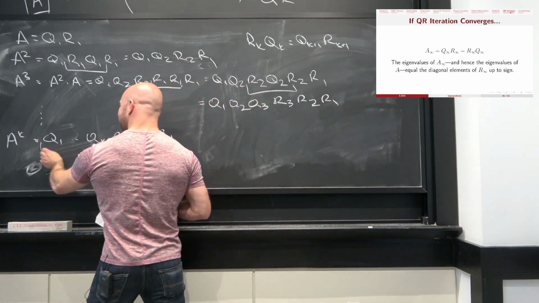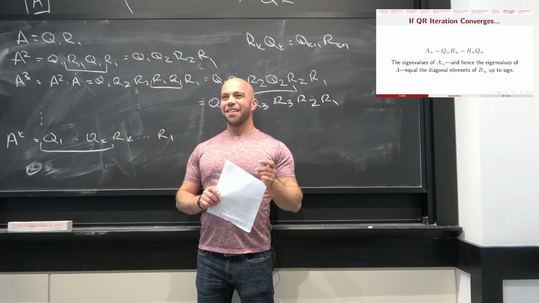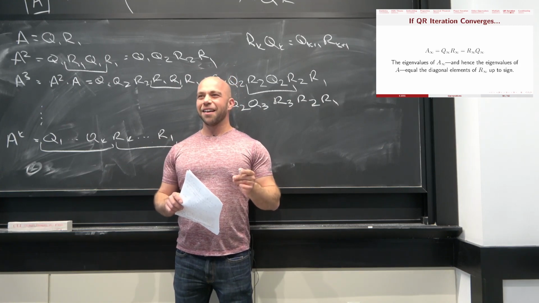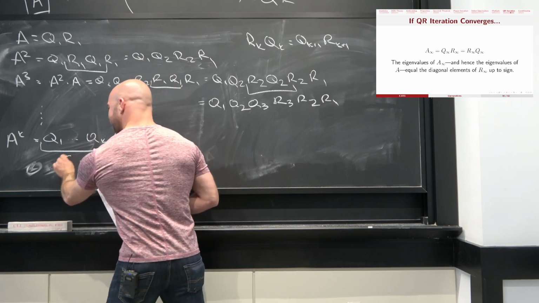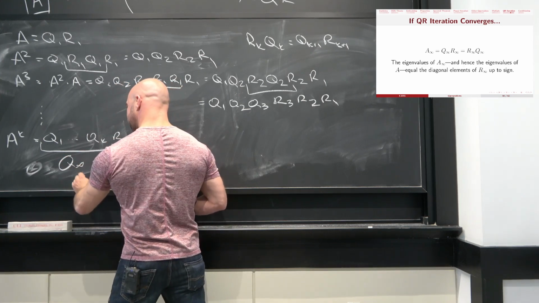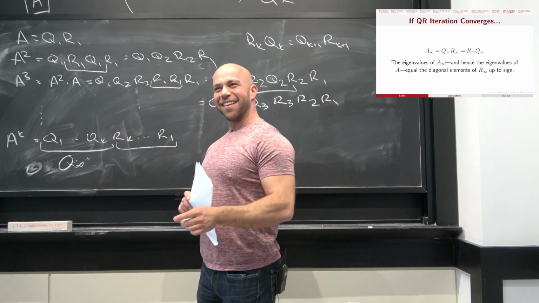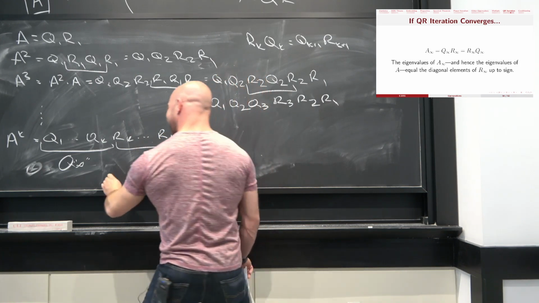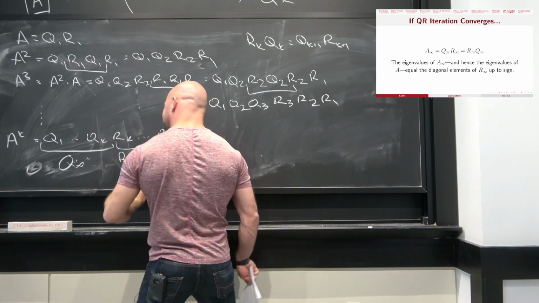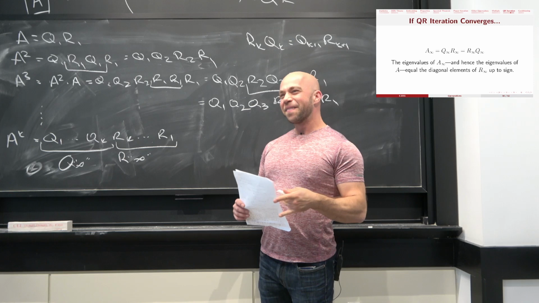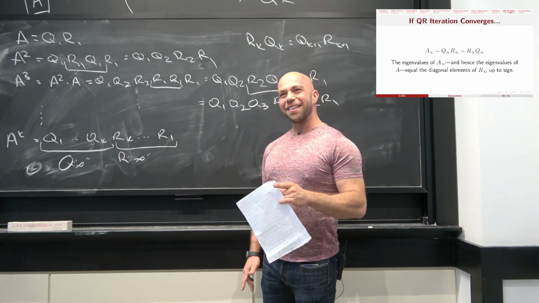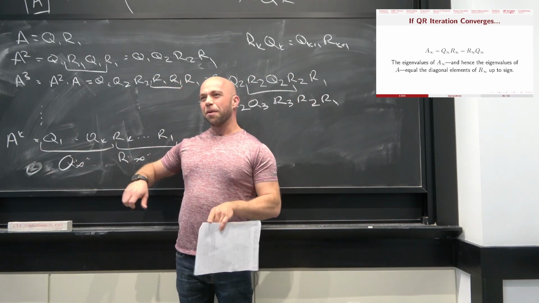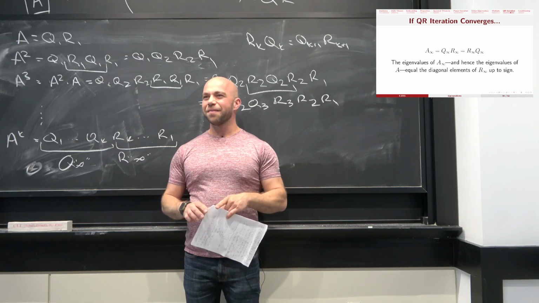So what is this object? Notice the product of orthogonal matrices is orthogonal, right? So let's give this thing a name. Let's call it Q infinity, with quotation marks around it because we chose k. What about the product of upper triangular matrices? It's also upper triangular. So let's call this R infinity, where infinity equals k for some big k. So we can get the QR factorization of A to the k as just the product of the Q's that we compute during our QR iteration algorithm. Cool?